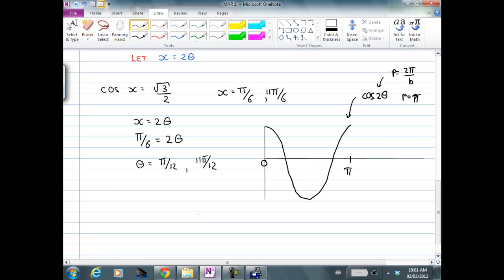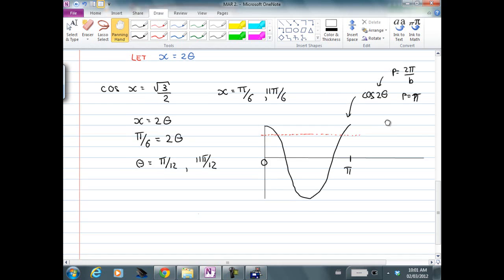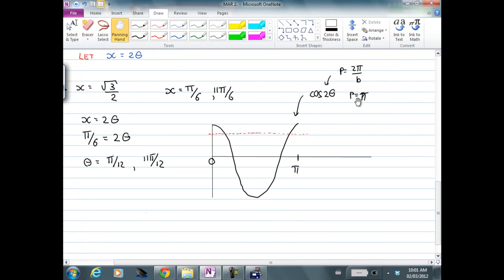Root 3 over 2, I'm going to say somewhere right about here. That's root 3 over 2. What does it say? P equals pi. Your period is pi. How do you get pi? Because your b value is 2. I want 2 pi over b.